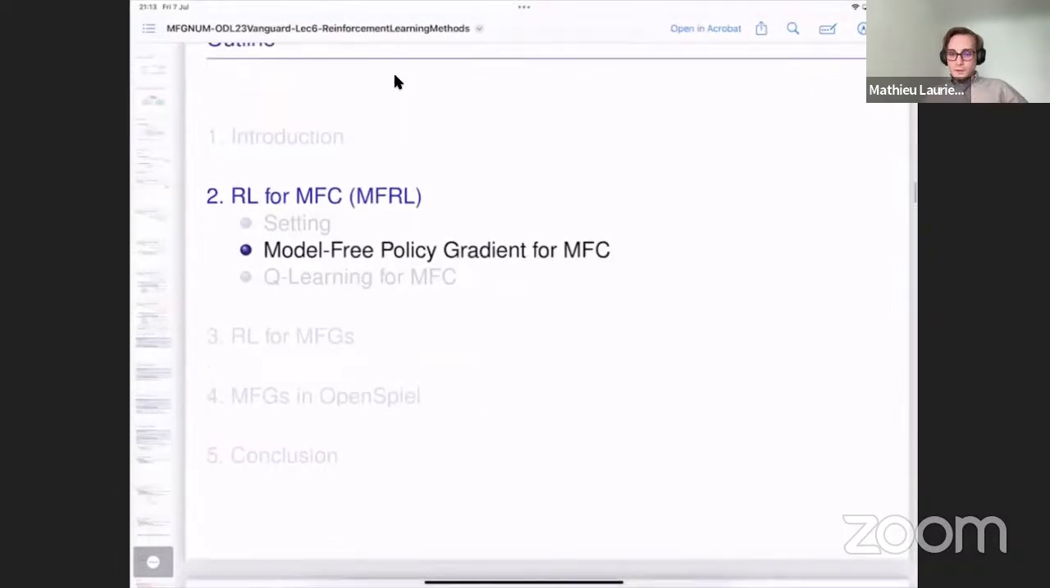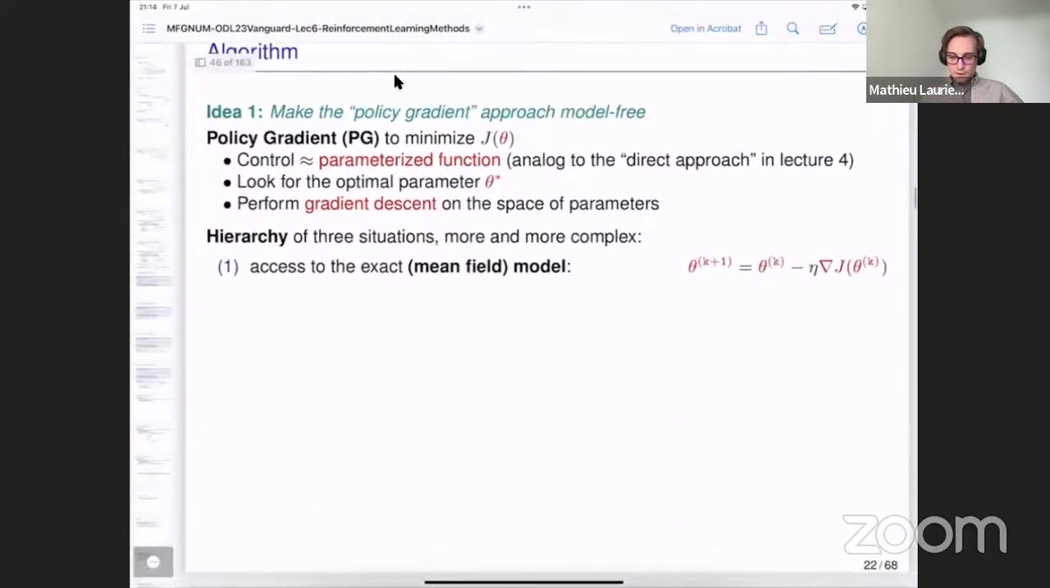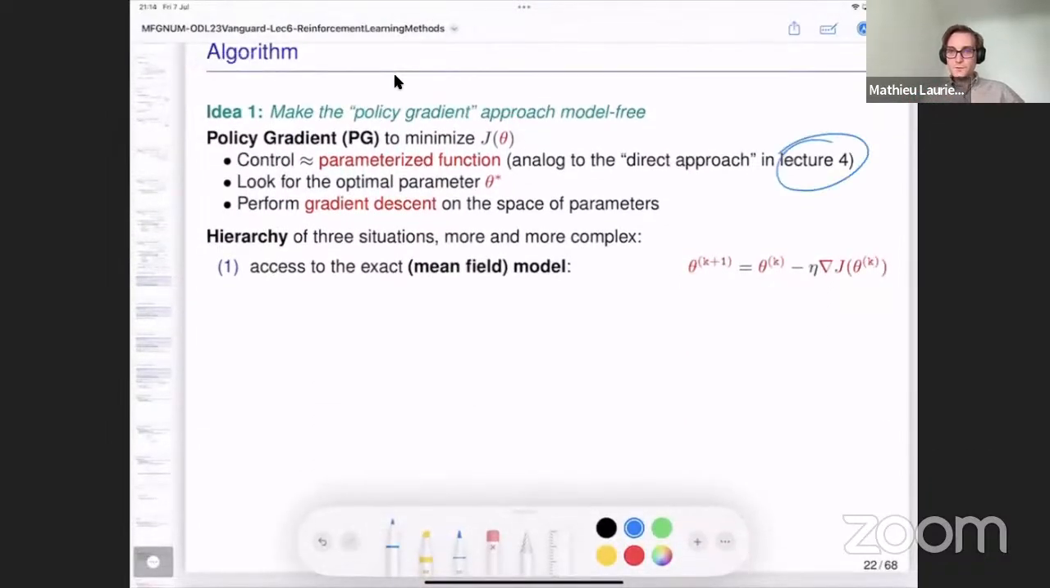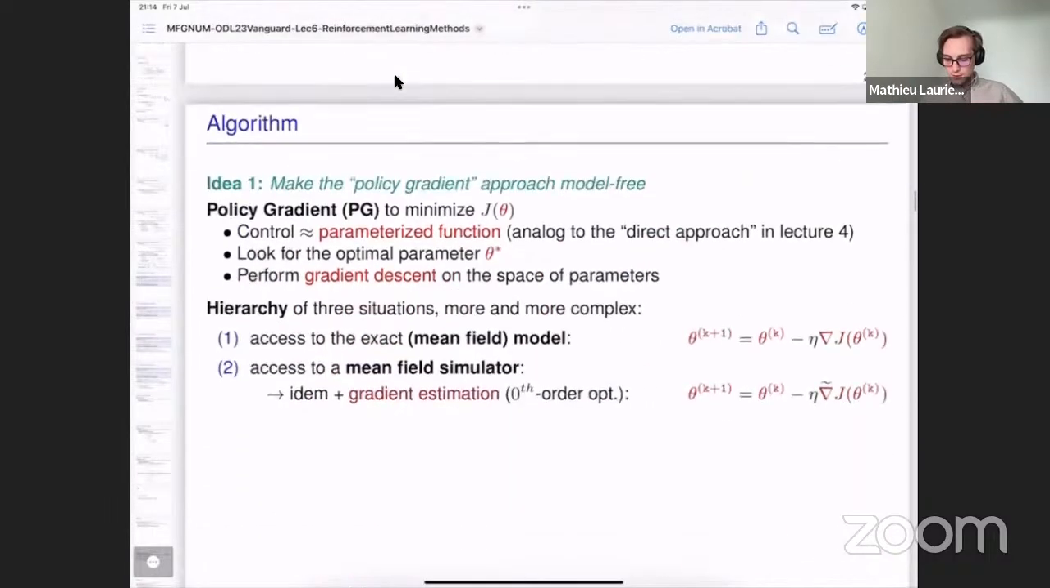So two algorithms, policy gradient. So policy gradient is similar to what we did in lecture 1. The idea is you have a cost, which depends on the policy. You parameterize this policy using, for example, a neural network, and then you do gradient descent. If you know perfectly the model, then you can do gradient descent, as we did in lecture 4. This was a direct approach for MFC. Now, if you don't know this, what you can do is you try to use your approximation based on the model. So if you know exactly the gradient, you can do this update.